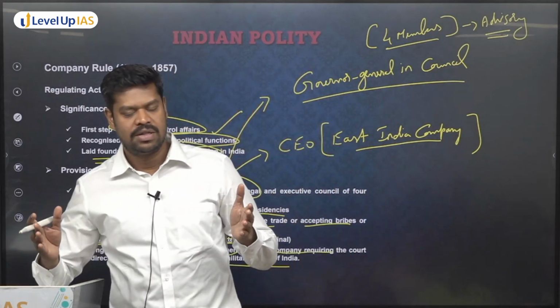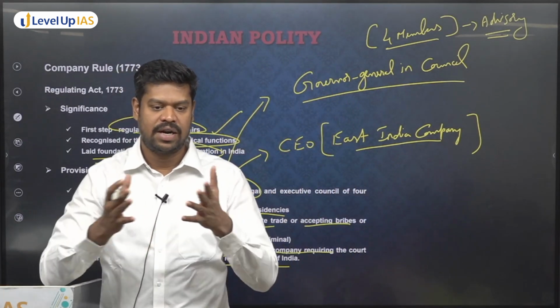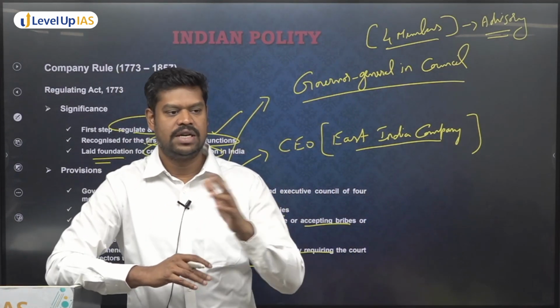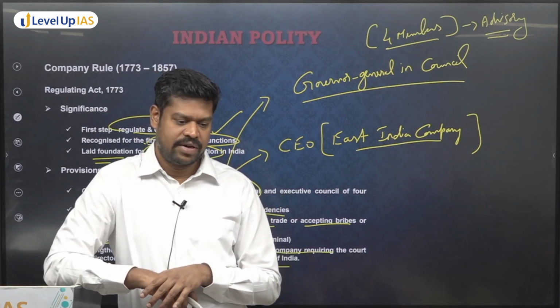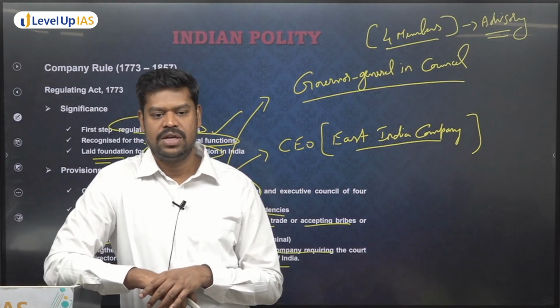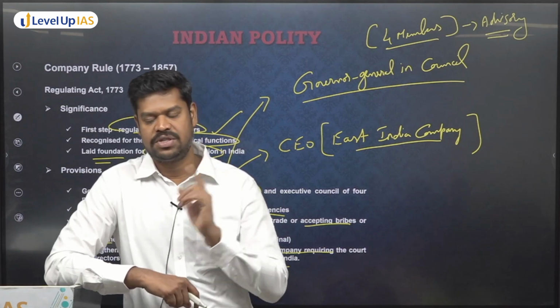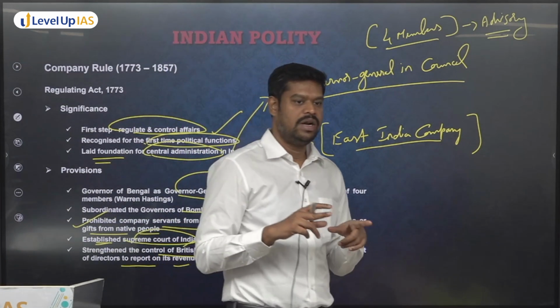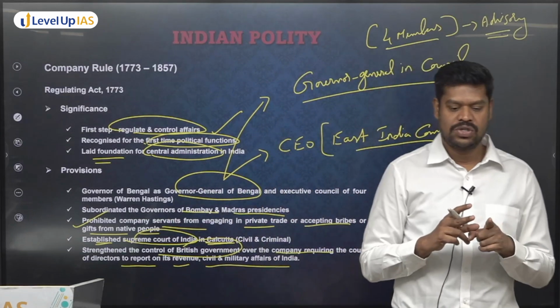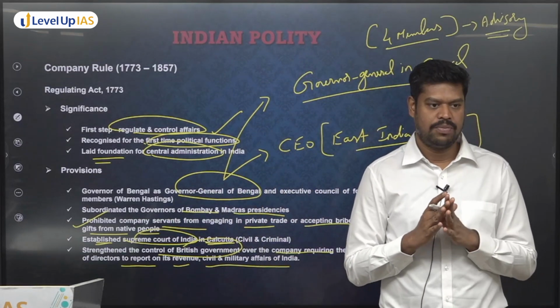So they thought that the administration could be better by centralizing it. How did they centralize the administration? By depriving the powers of the other governors and making the Governor of Bengal the Governor General of Bengal. Who was the first such Governor General of Bengal? Lord Warren Hastings. They have not only done this, they also established what is called a Supreme Court of India at that point of time.